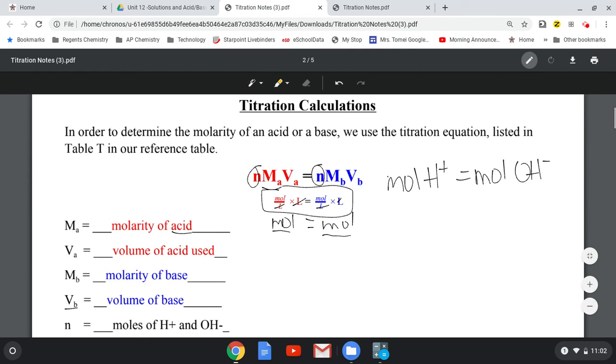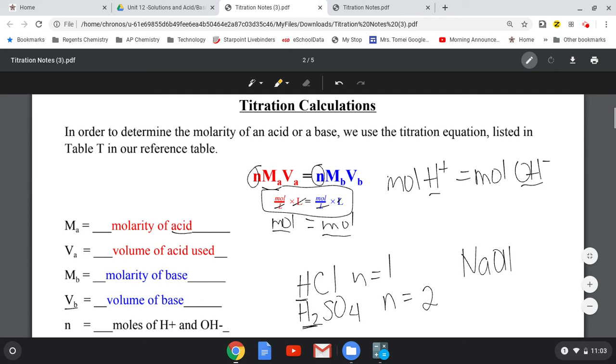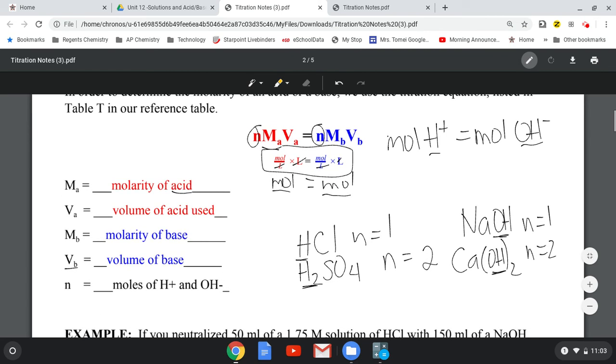So when we have n at play, that is because we need to take into account how many hydrogens and how many hydroxides are in each substance. So for example, if you have HCl, well, there's only one hydrogen there, so n would equal 1. However, if you have something like sulfuric acid, now you have two hydrogens for every one sulfuric acid. So in this case, our n value would be equal to 2. The same thing goes for bases. Sodium hydroxide, 1 hydroxide, n equals 1. Calcium hydroxide, n will equal 2 because there are 2 hydroxides. So that's all that n value is going to stand for.